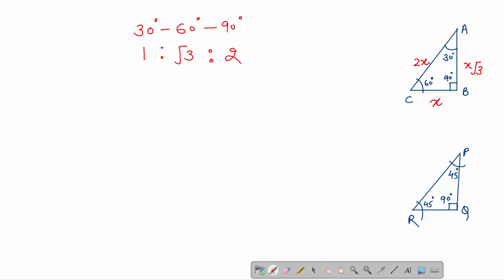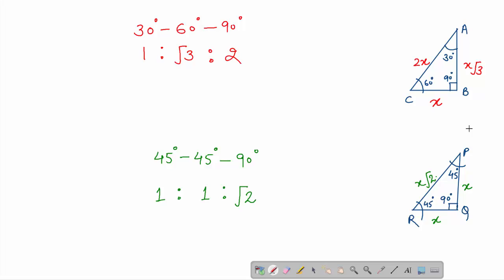Similarly, if we have a 45 degree, 90 degree right angle triangle, the ratio will be 1:1:√2. It means if the side opposite to 45 degree is x, then opposite to 90 degree, it will be x√2. Now this is an important part. You must remember these ratios because 90% of the questions of height and distances include these kind of angles and these kind of triangles only.